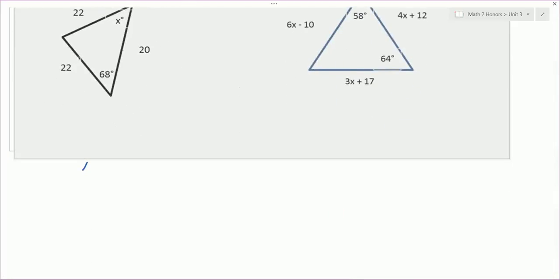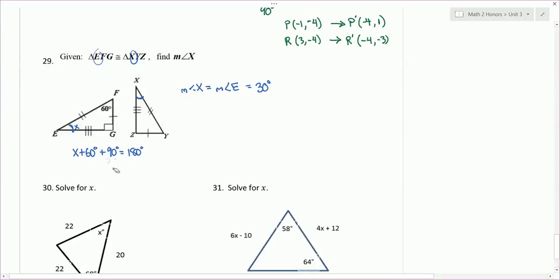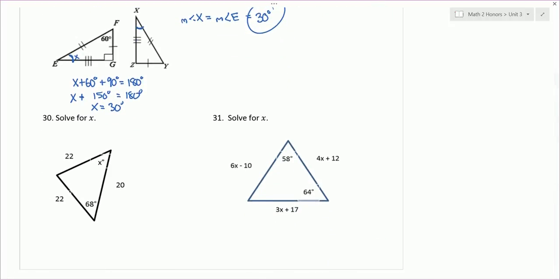Hold on a sec. 60 plus 90 is 150. And subtracting 150, you get x is 30. So 30 degrees is our answer. For 30, notice that we have an isosceles triangle. Those two sides are the same, so by the isosceles triangle theorem, these two base angles are the same. And so x is 68 degrees.